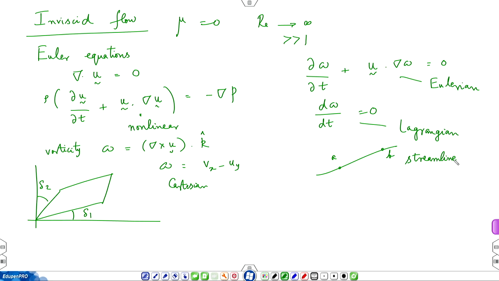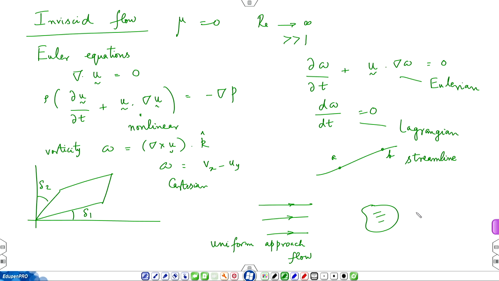Now, d omega dt equal to 0 by itself is not very useful, because you have to integrate it along a flow path. That was the difficulty with the Lagrangian form anyway. But it becomes useful for a certain class of problems. Not for any problem, but suppose you have a class of problems where you have an approach flow, a uniform approach flow, going past an object. This is an object.